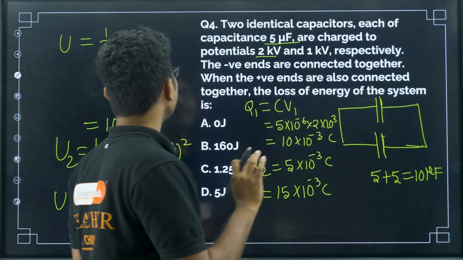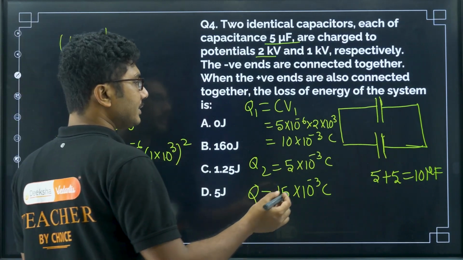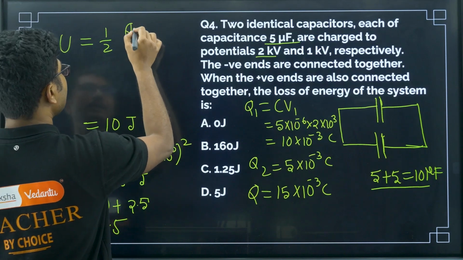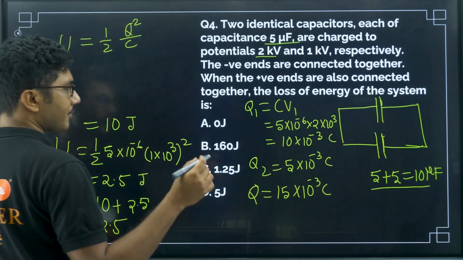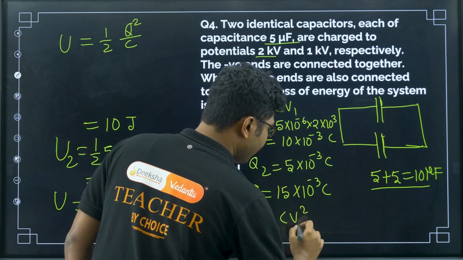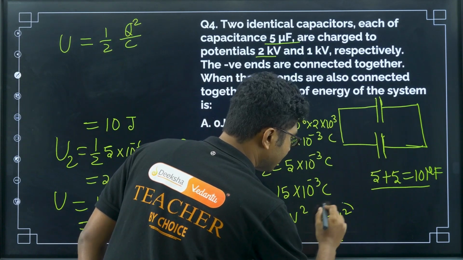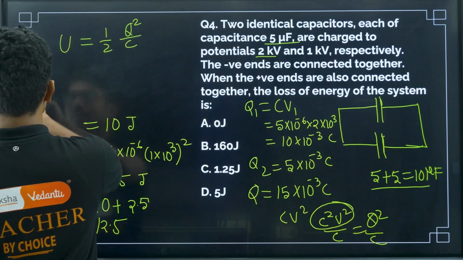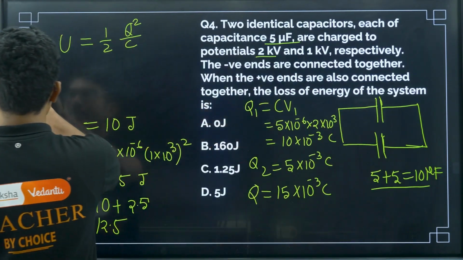Or we can modify the formula so that we can directly use the values of C and Q. That will be Q square by C. How to do that? If you forget, remember U is equal to half C V square. Now Q is equal to C V, so you have C square V square divided by C. C square V square is Q square, so U is Q square by C. In case you forget, that is a trick to remember the formula.